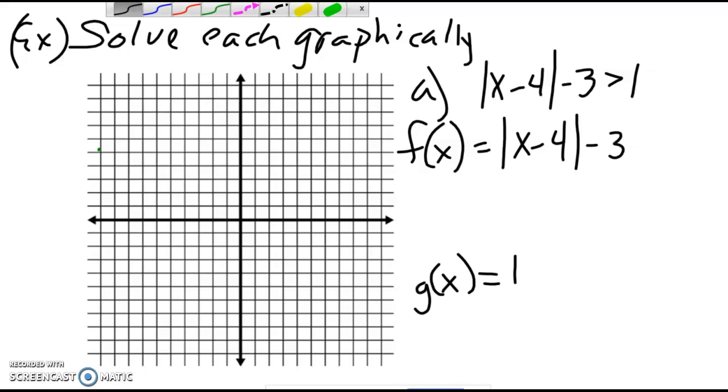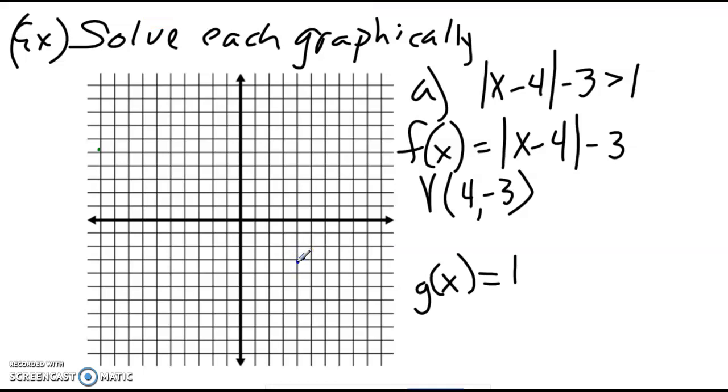Okay, so on graphing the f of x function, we're going to state the vertex. Aiden, what's the vertex here? Other way around. What's inside is the opposite. So that's going to be positive 4, negative 3. Good. Okay, so let's go ahead and plot that on our graph. Positive 4, negative 3. There's the point.